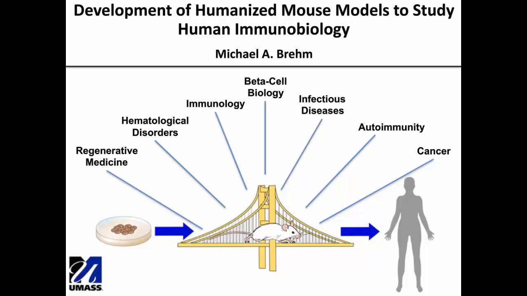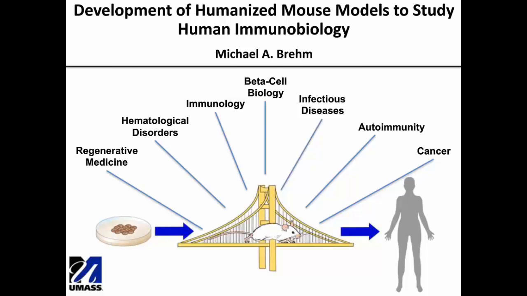And the final area where these animals are being applied is in cancer biology, where they can be used to follow the growth of cancer cells in the animals, to identify cancer stem cells, and an emerging field is to be able to understand how a human immune system interacts with these human cancer cells.